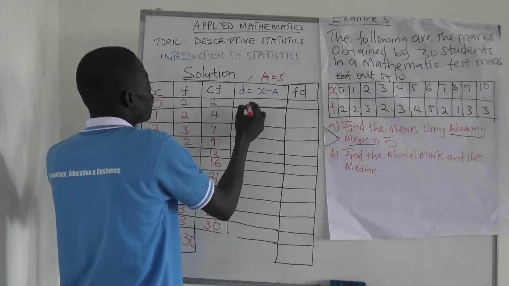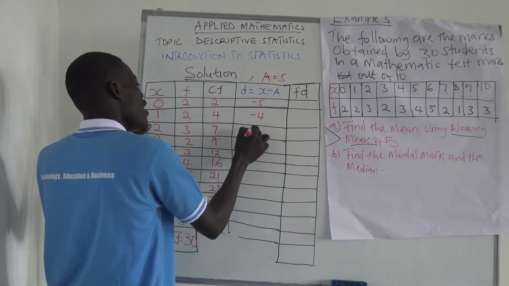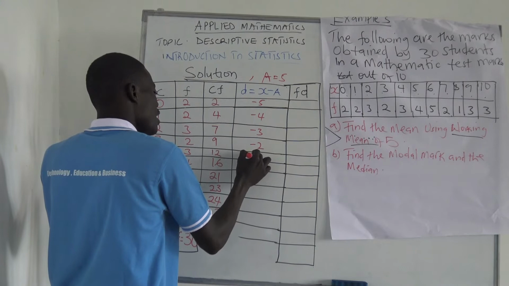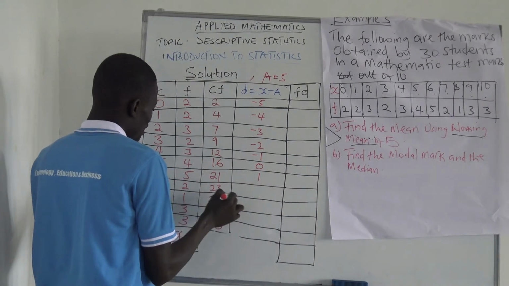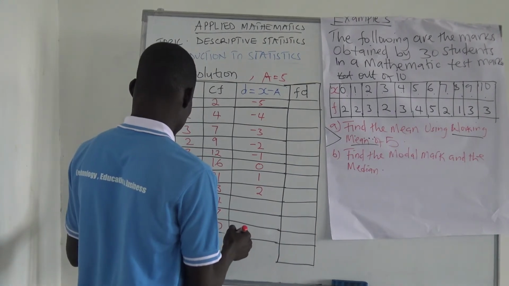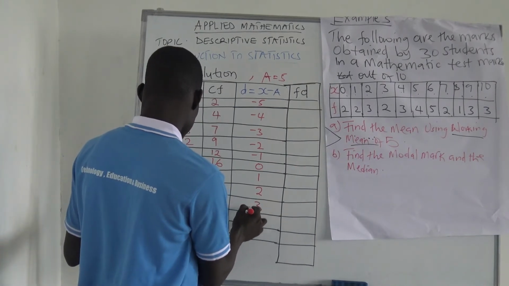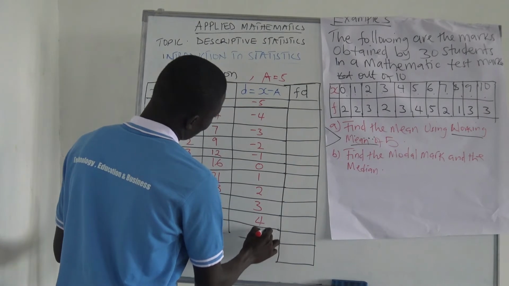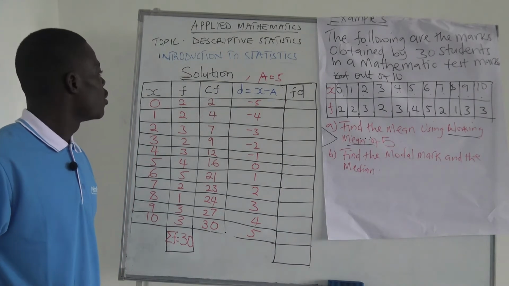So 0 minus 5, we get minus 5. 1 minus 5, we get minus 4. 2 minus 5, we get minus 3. 3 minus 5, we get minus 2. 4 minus 5, you get minus 1. 5 minus 5, we get 0. 6 minus 5, we get 1. 7 minus 5, we get 2. 8 minus 5, we get 3. 9 minus 5, we get 4. 10 minus 5, we get positive 5.